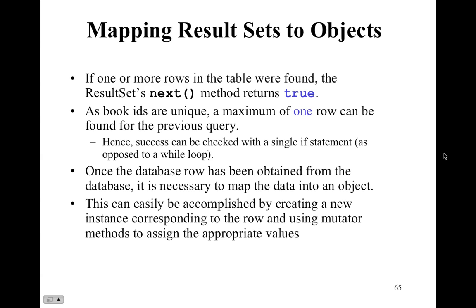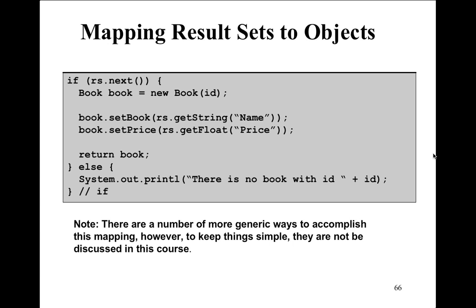Once the database row has been obtained, it's necessary to map the data to an object that we're going to use. This is easily accomplished by creating a new instance corresponding to the row and using a mutator of some sort, some method, to assign the appropriate values to the appropriate entries. Here's an example where we have a new Book object, and book.setBook.